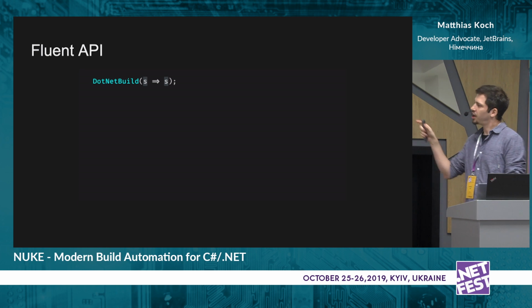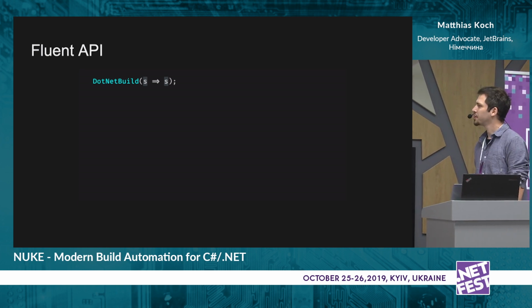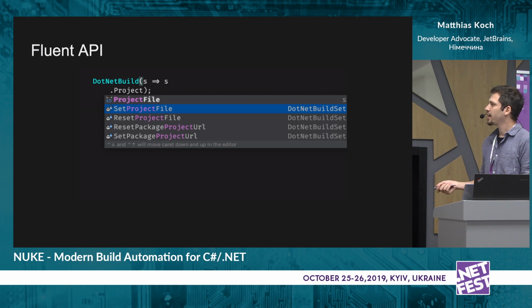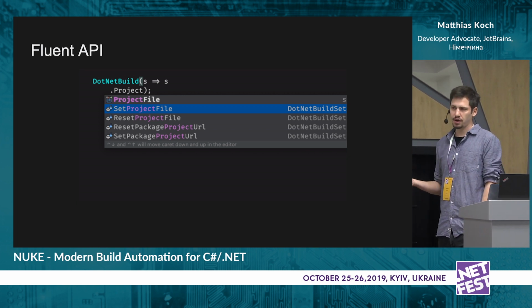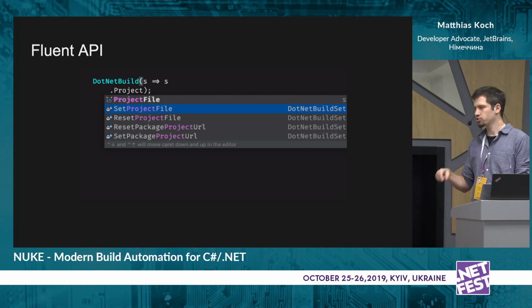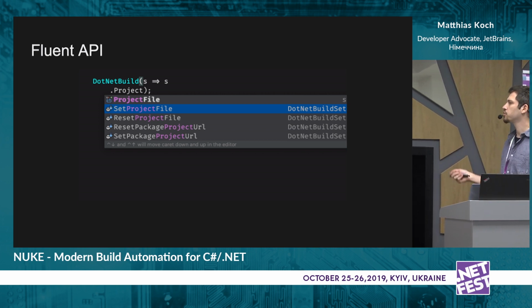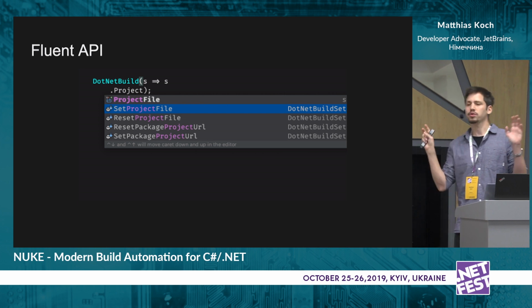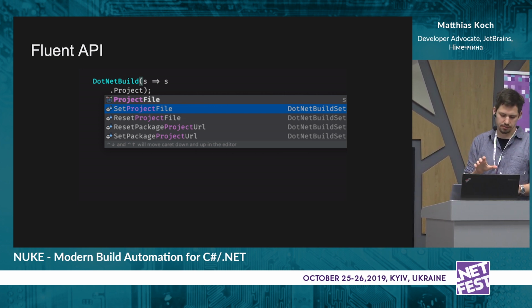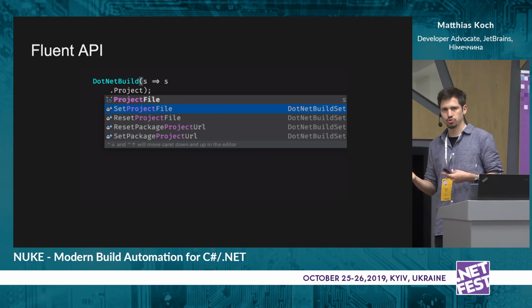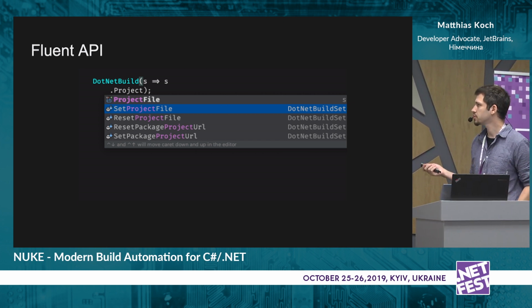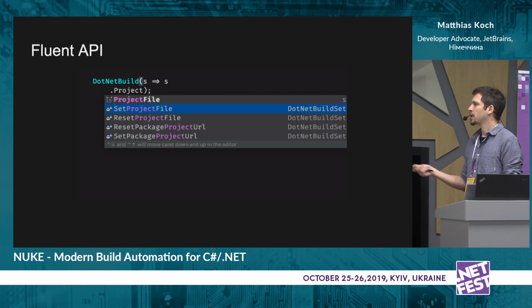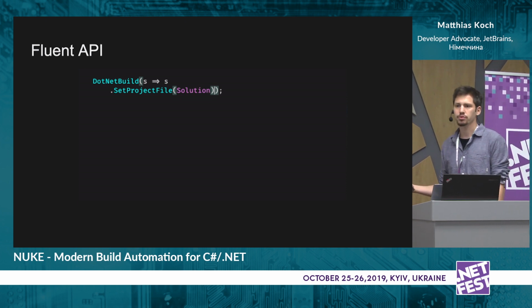So let's continue. Again, we're using some lambda expressions. Now, if I want to set the project file which I want to execute dotnet build on, I would first just type ProjectFile, and then I have a couple of possibilities here. We can either set the project file or reset the project file. This is called the builder pattern. You chain some methods just to manipulate the original object. The original object is basically the s. And now we can just say, okay, set project file to the solution.